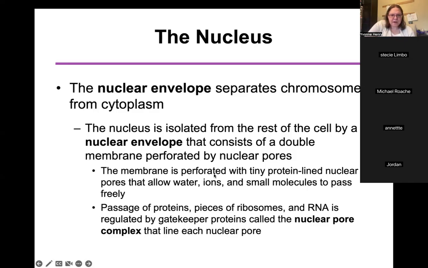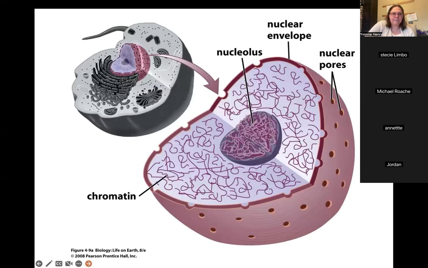So we talked about why there are perforated holes, so that we can allow different small molecules to pass through when they're replicating the DNA, or when they are making a protein and reading off of it. Okay.